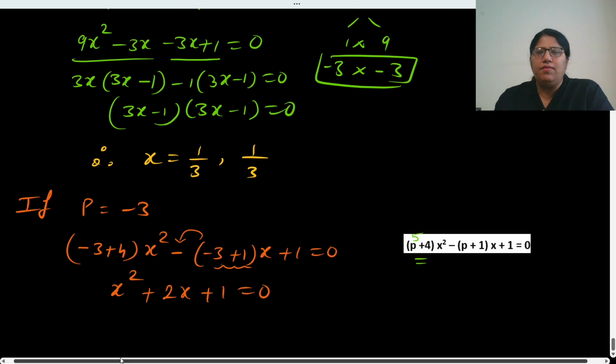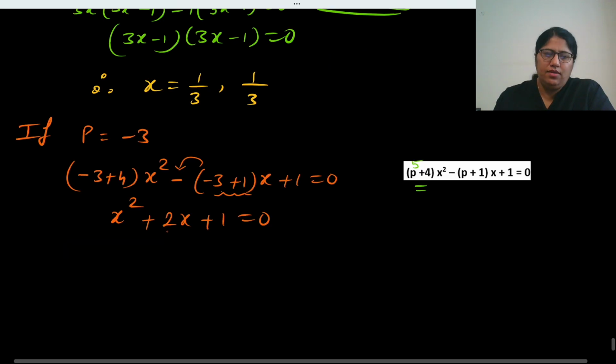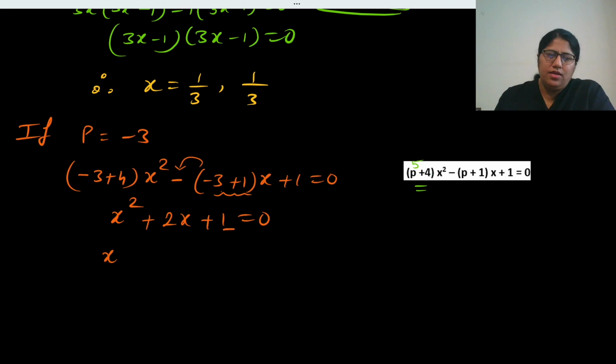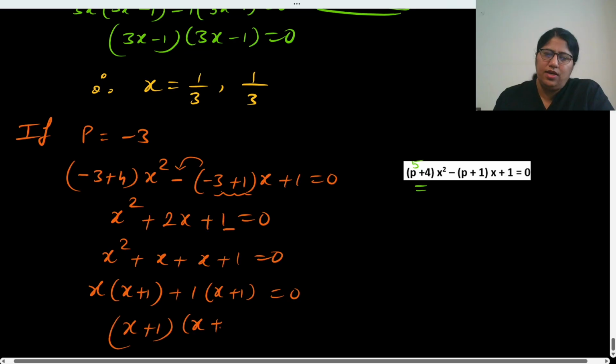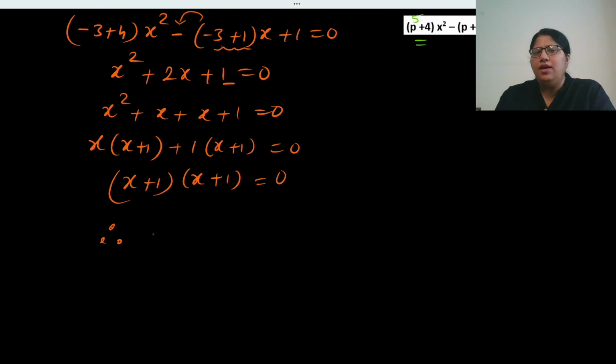This is nothing but a plus b whole square, or if you know that product is 1, so it will be plus x plus x plus 1 if you want to do splitting the middle term. So it's x into x plus 1 plus 1 into x plus 1 is equal to 0. So your factorized form is x plus 1 times x plus 1 is 0. That means what are the two possible values here? X is minus 1 or minus 1, right? So you got the two roots in all the cases here.